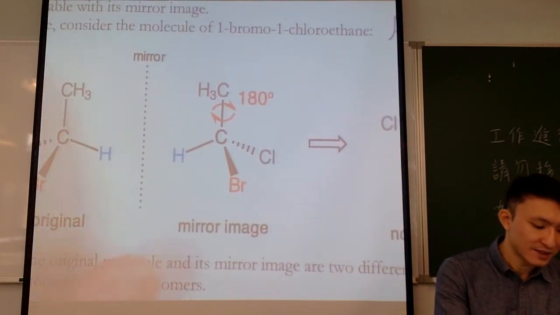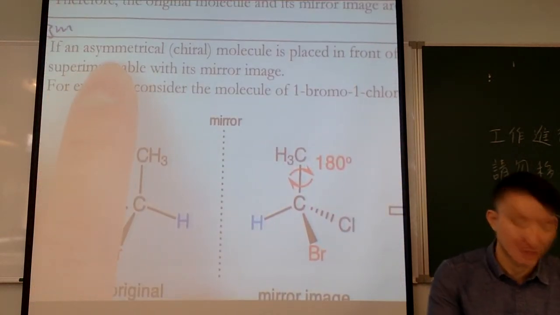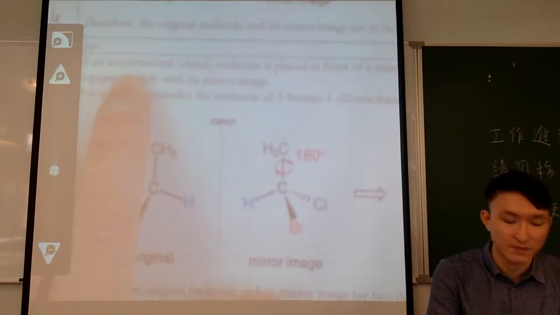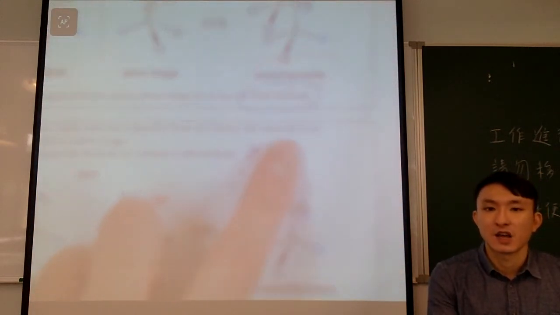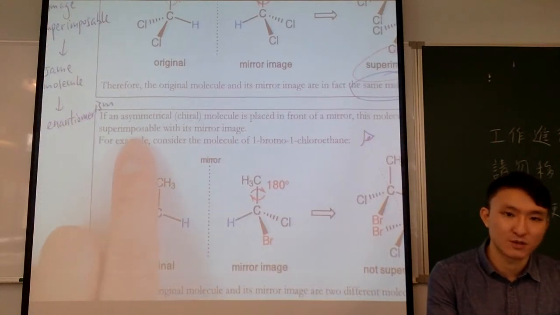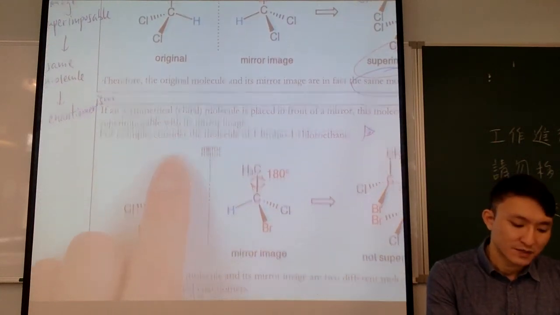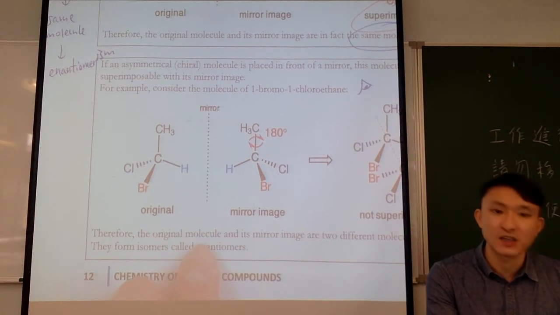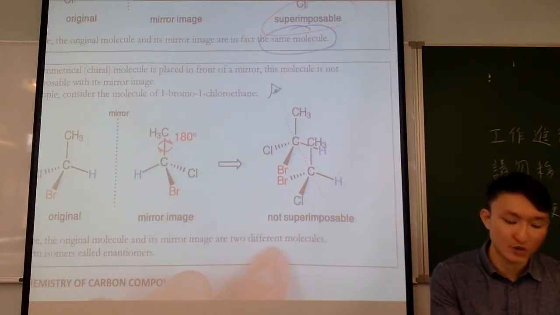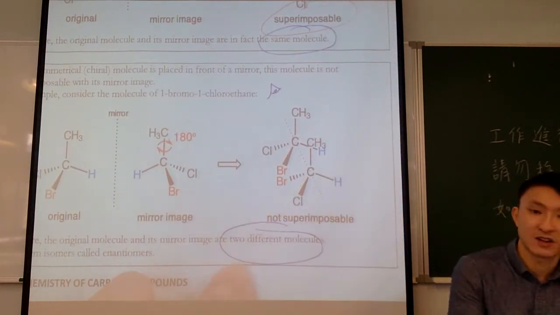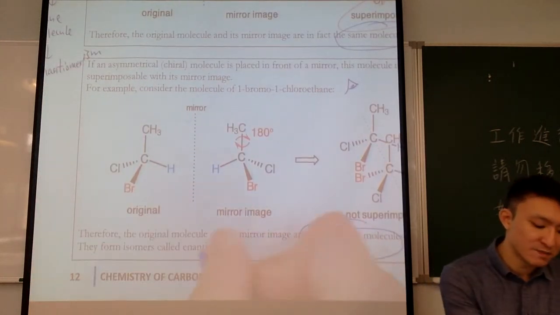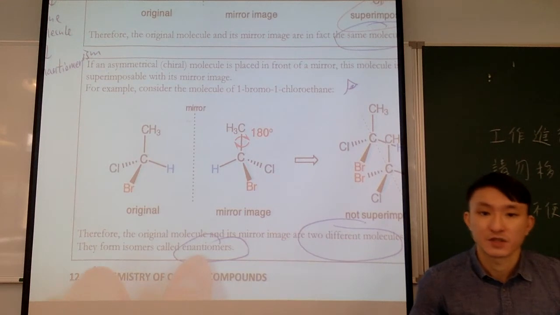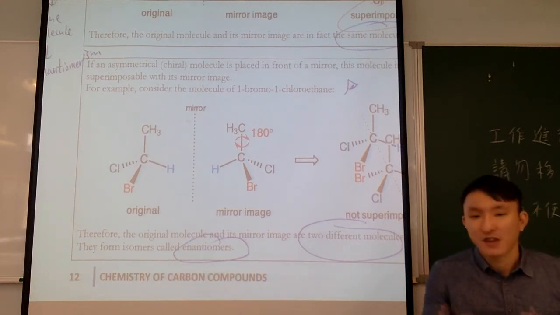So you see here, if we have asymmetrical molecules, because this one will be asymmetrical, then the molecules are not superimposable with one another. So in this case, the original molecule and the mirror image are two different molecules. And these two isomers will be called enantiomers. So now you understand what enantiomerism is.